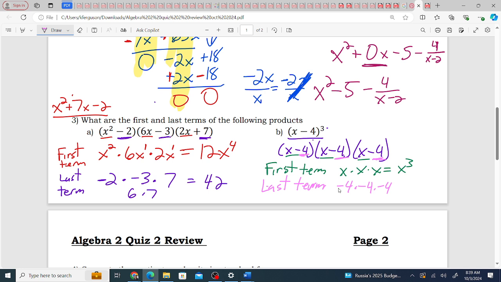So negative 4 times a negative 4 is a positive 16. Positive 16 times a negative 4 is negative 64. Now, you could also say, well, hey, x minus 4 to the third power, I just take x to the third power, and I just take negative 4 to the third power. You could do that.